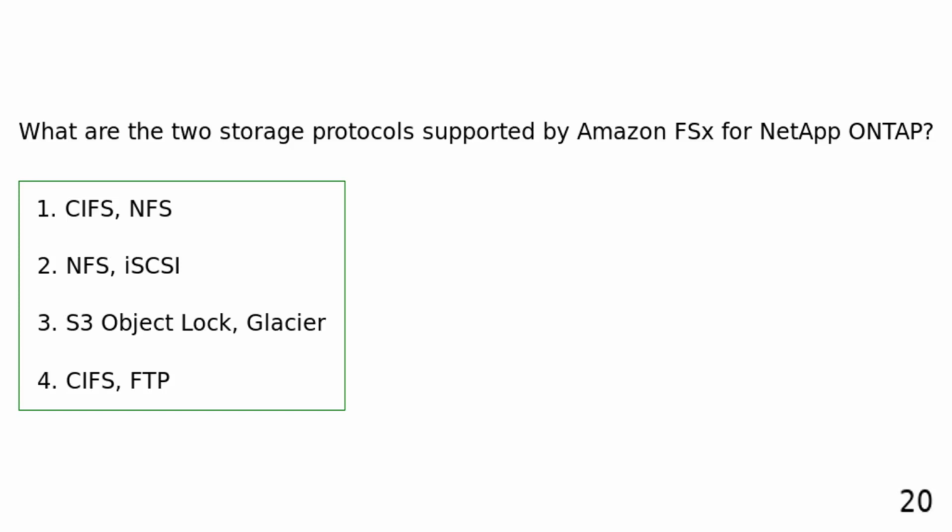What are the two storage protocols supported by Amazon FSx for NetApp ONTAP? CIFS, NFS. NFS, iSCSI. S3 Object Lock, Glacier. CIFS, FTP.